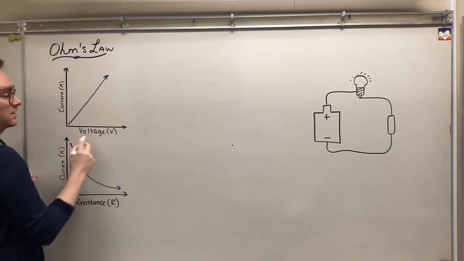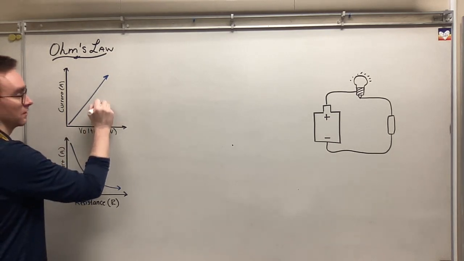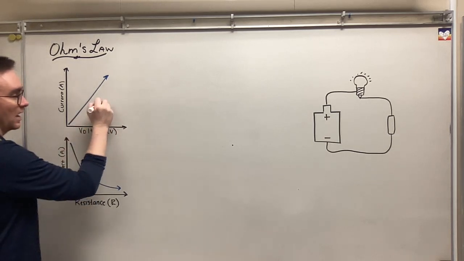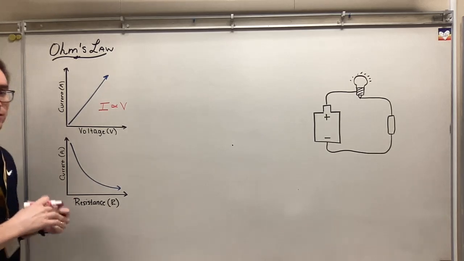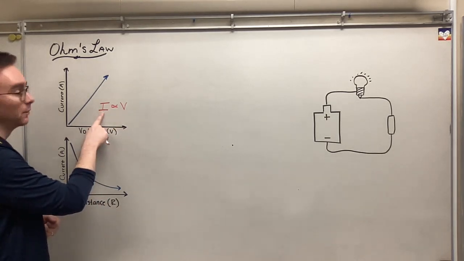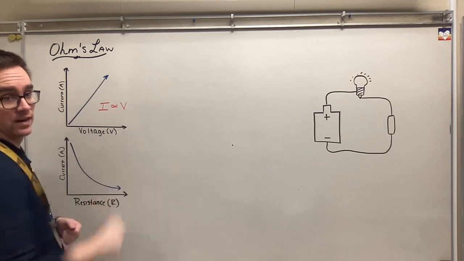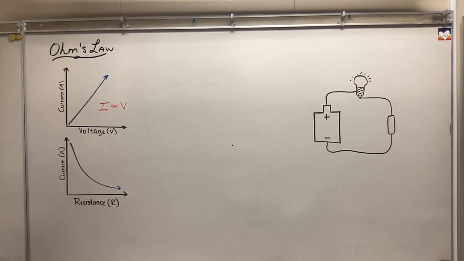In this case, the current, which we represent with the letter I, is related to the voltage in a very direct manner. As this number goes up, this number goes up. If this number goes down, then that number went down. It's a direct relationship. That's our first relationship.